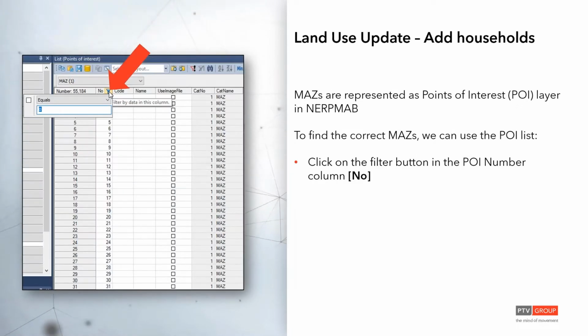Now for those of you who joined us today, MAZs in NERPMAB are represented as points of interest. Points of interest is a type of network object, and we create it as a polygon or shape object. And POIs represent MAZs in NERPMAB, and zones represent TAZs.